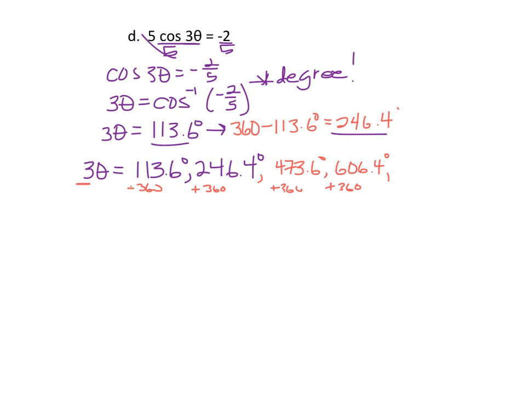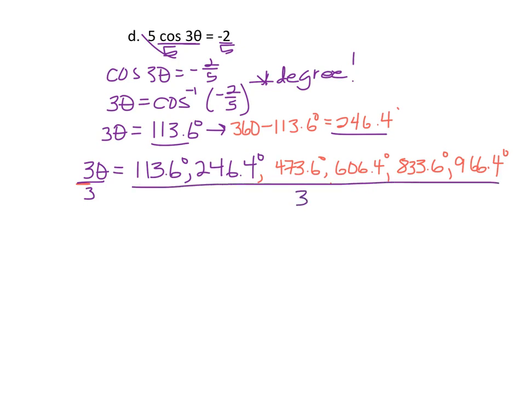If we take 473.6 and add 360, we get 833.6. And last but not least, 606.4 plus 360 would give us 966.4 degrees. Those are really big angles. But remember, we're not quite done solving for theta. Our last step in getting theta by itself is dividing the b value to the other side. Here's where we make everything significantly smaller, and we divide them all by 3.